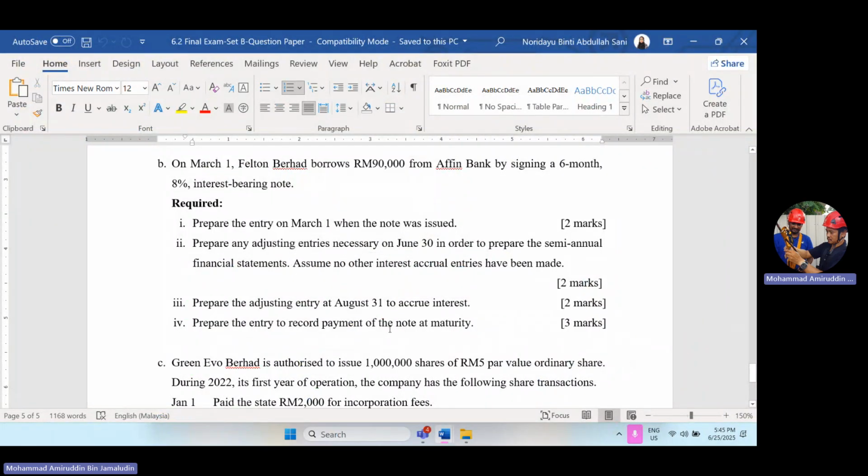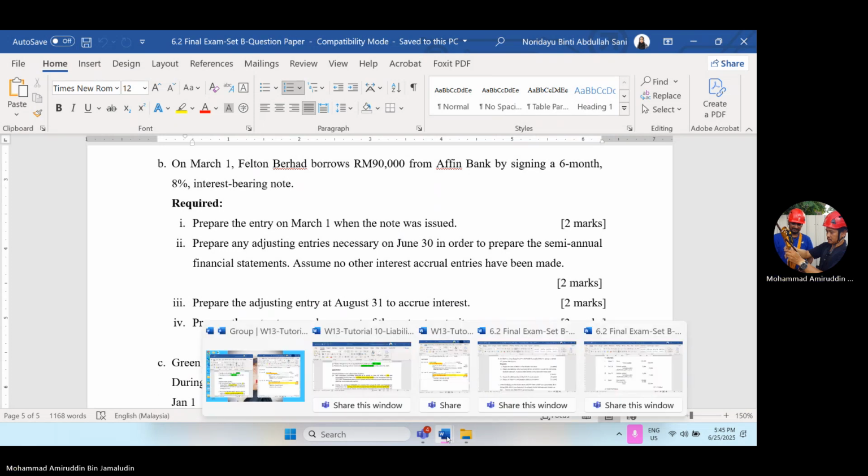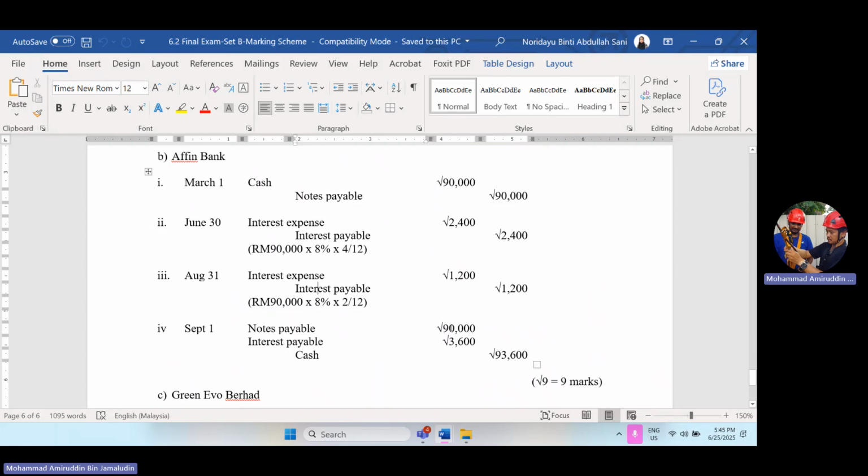Prepare the entry to record the payment of these notes at maturity. You settle everything. So notes payable, debit; interest payable, this plus this. You want to pay, right? So you must close all accounts. Notes payable on credit, here debit. Interest payable on credit, here debit. And then we pay. That's it. 9 marks for that. Exactly.